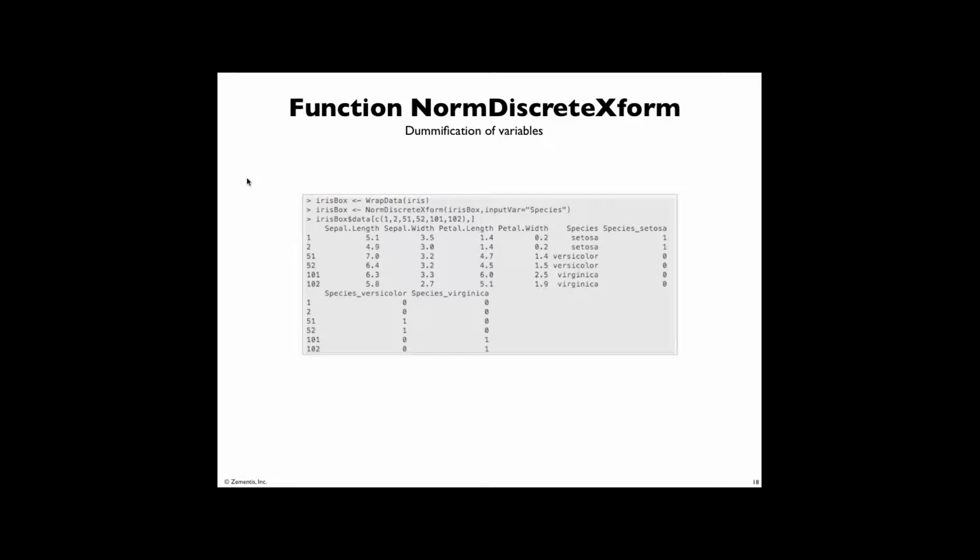And species setosa is, you can see, defined as if species equals setosa, it's 1, otherwise it'll be 0. So the first 2 rows, it's 1 because species is setosa, and from then on it's 0. For example, the third row is species is versicolor, so species setosa should be 0, and it is. So the derived variable, the idea is the same for the other 2 categories.